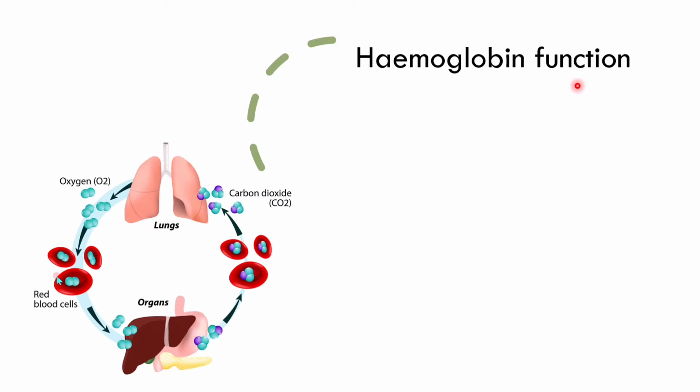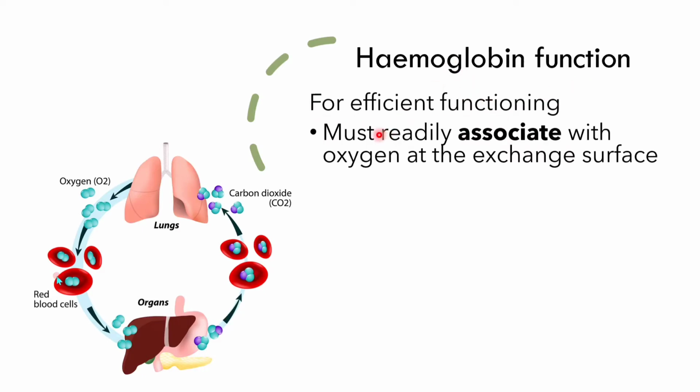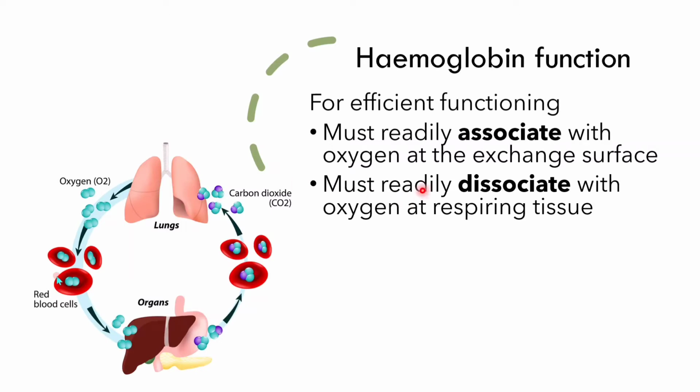So haemoglobin's function, we had a quick look at it, so let's go into a bit more detail. For effective functioning, haemoglobin must readily associate with oxygen, and associate with oxygen means uptake of oxygen. So it must readily associate with oxygen at the exchange surface. This means that it must readily take up oxygen at the lungs, because the lungs are our gas exchange surface in a human. And it must readily dissociate with oxygen, so release oxygen, at respiring tissues. So it must give up the oxygen at respiring tissues, so this oxygen can be used in aerobic respiration.